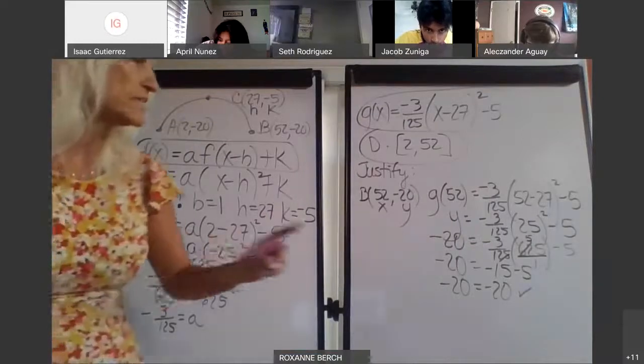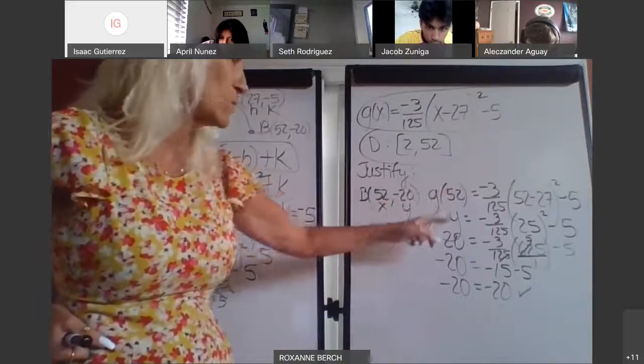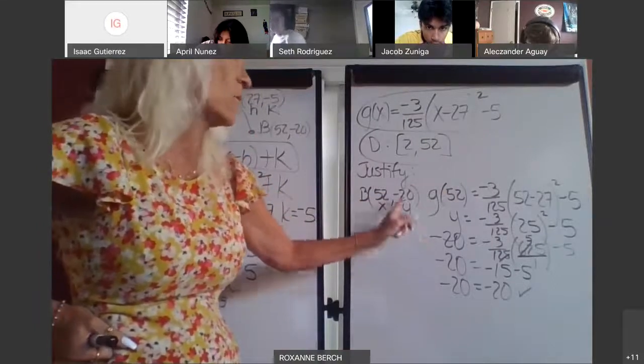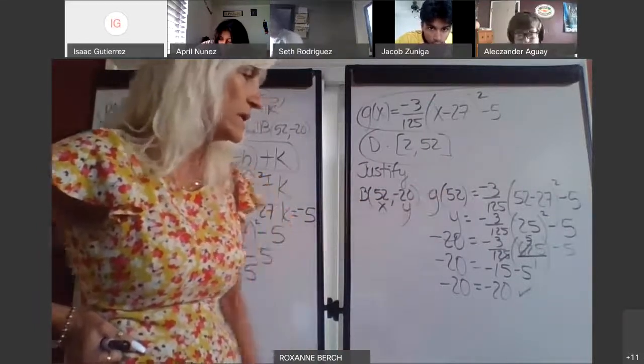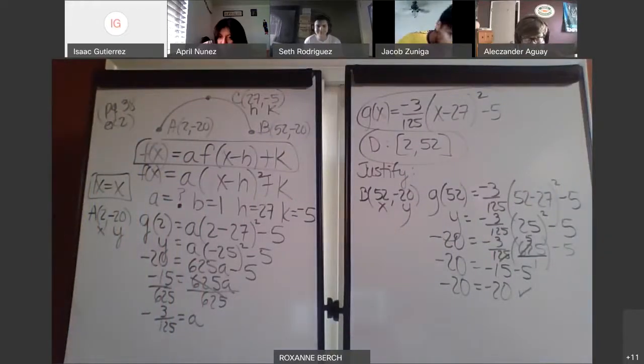And what I want you to notice here, see how all of these mean y? g of 52 means y, and y is also negative 20. All right, go ahead. Anybody have any questions?